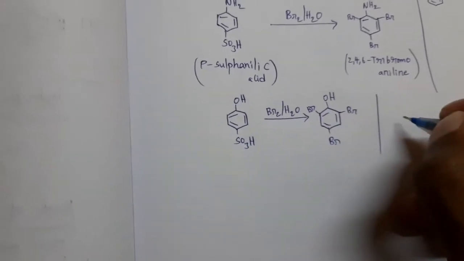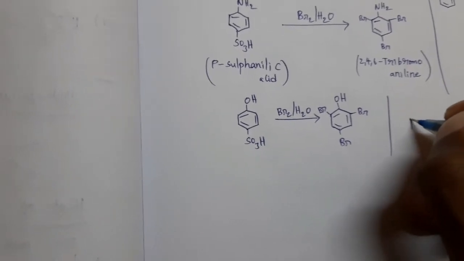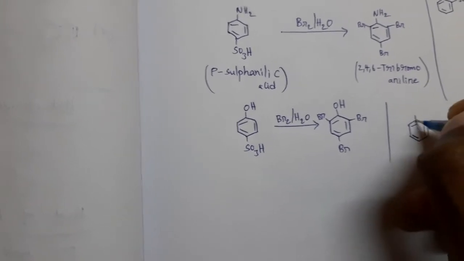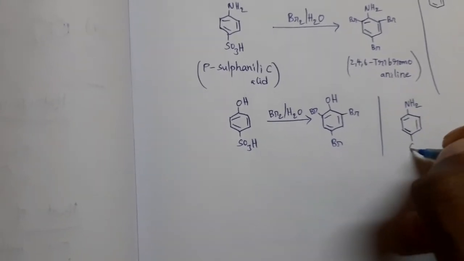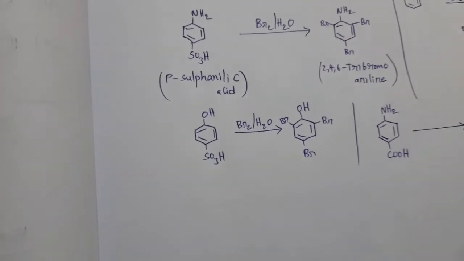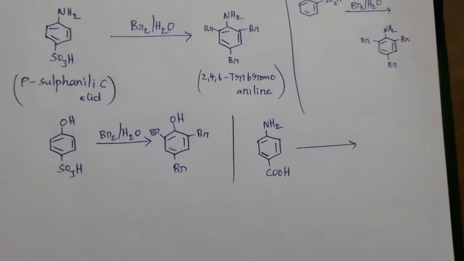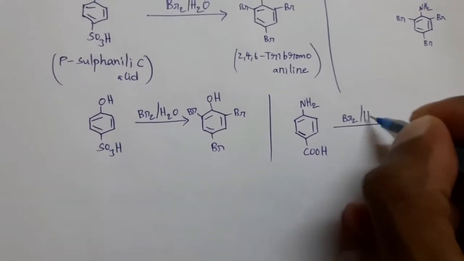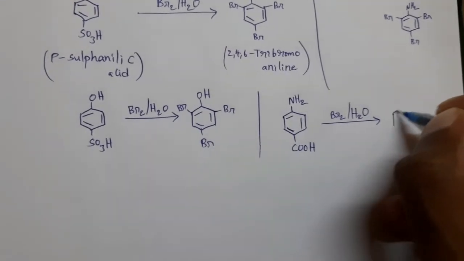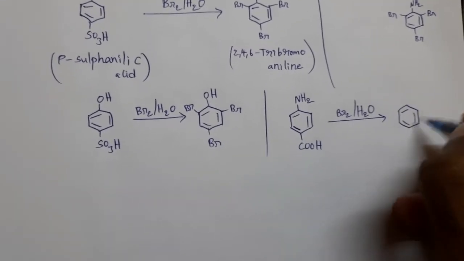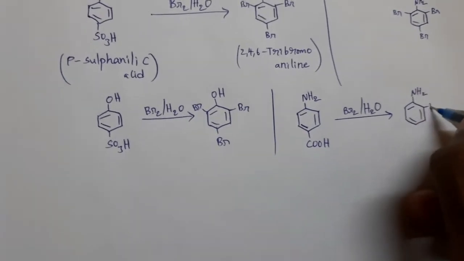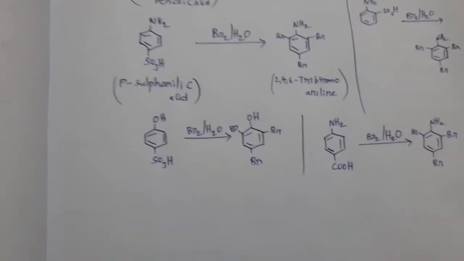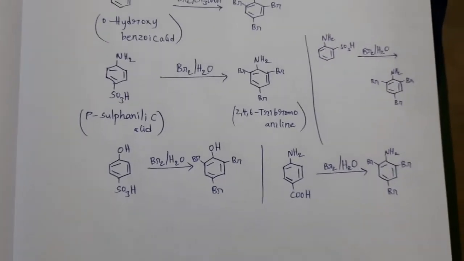In the same way, aniline having COOH at para position, then also we can get same type of substitution, that is NH2, this one. So this is ipso substitution reaction.